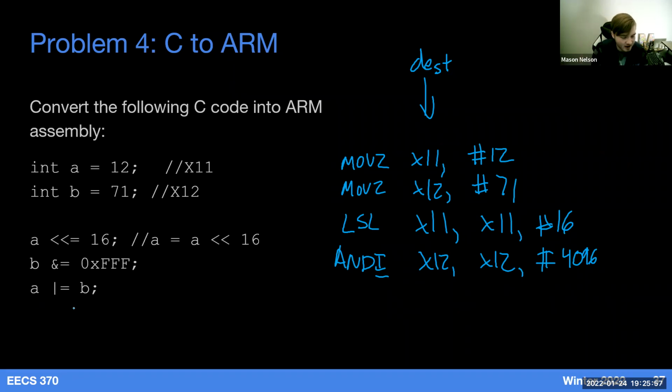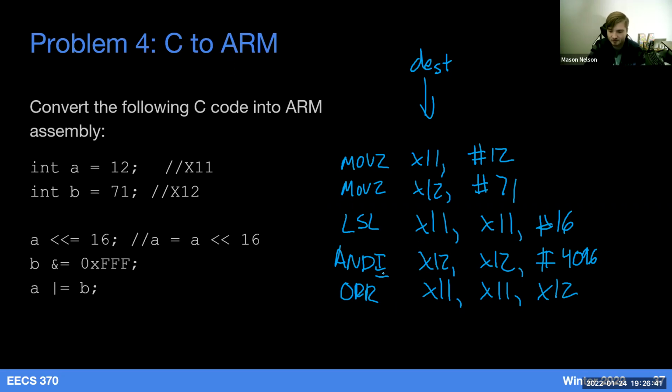And then finally, looking at this last one, we're not using constants anymore. We're not using like 16 or FFF or 12 or 71. So we are going to do a register operation. So we're going to do an OR, which we have. And let's see, we're going to place it into A, which was X11. We're going to do it between A and B, so between X11 and X12. And that would be our answer. So if we were to put an I after the OR, that would be incorrect. If you were to miss the I from the ANDI, that would be incorrect. So that's some basic C to ARM code.